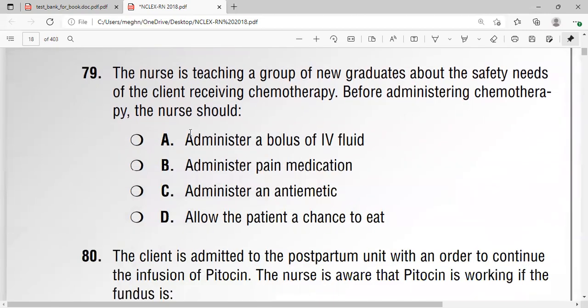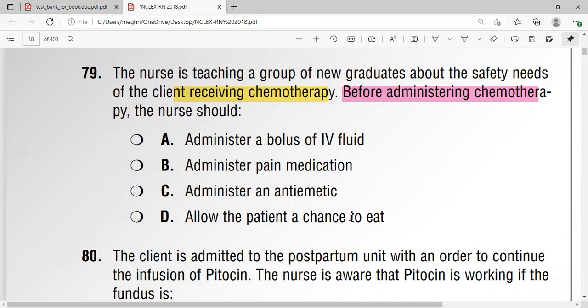What next? The nurse is teaching a group of new graduates about the safety needs of the client receiving chemotherapy. Before administering chemotherapy, the nurse should do what? A, administer a bolus IV fluid, B, administer pain medication, C, administer an anti-emetic, and D, allow the patient a chance to eat.